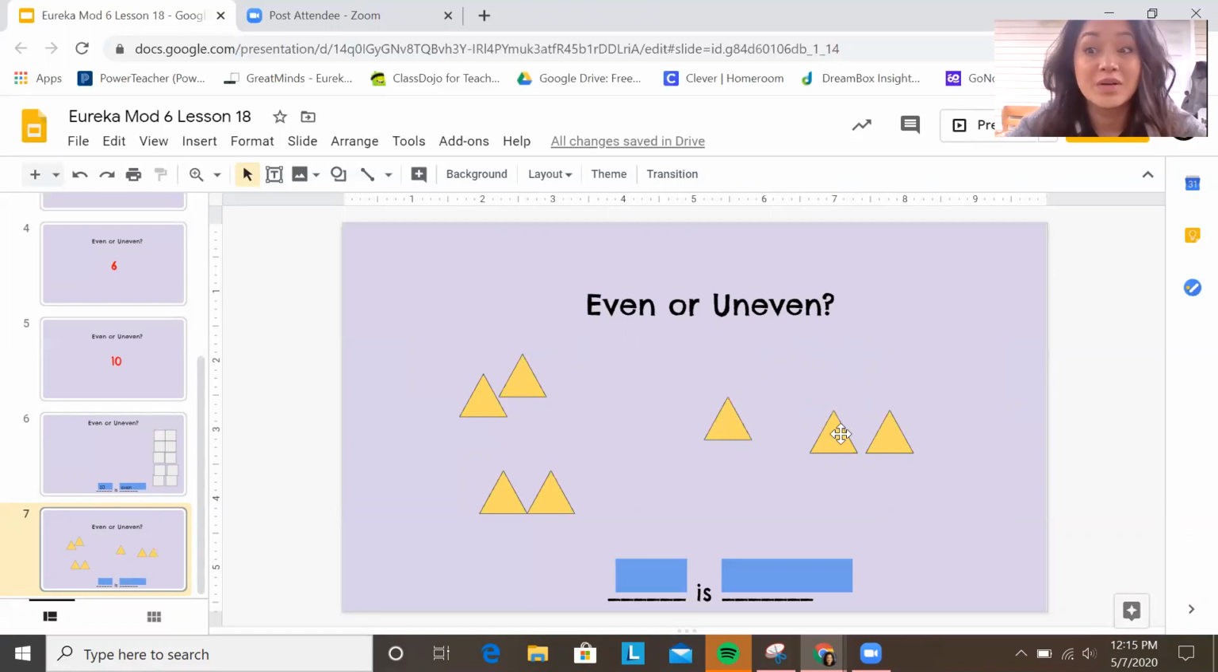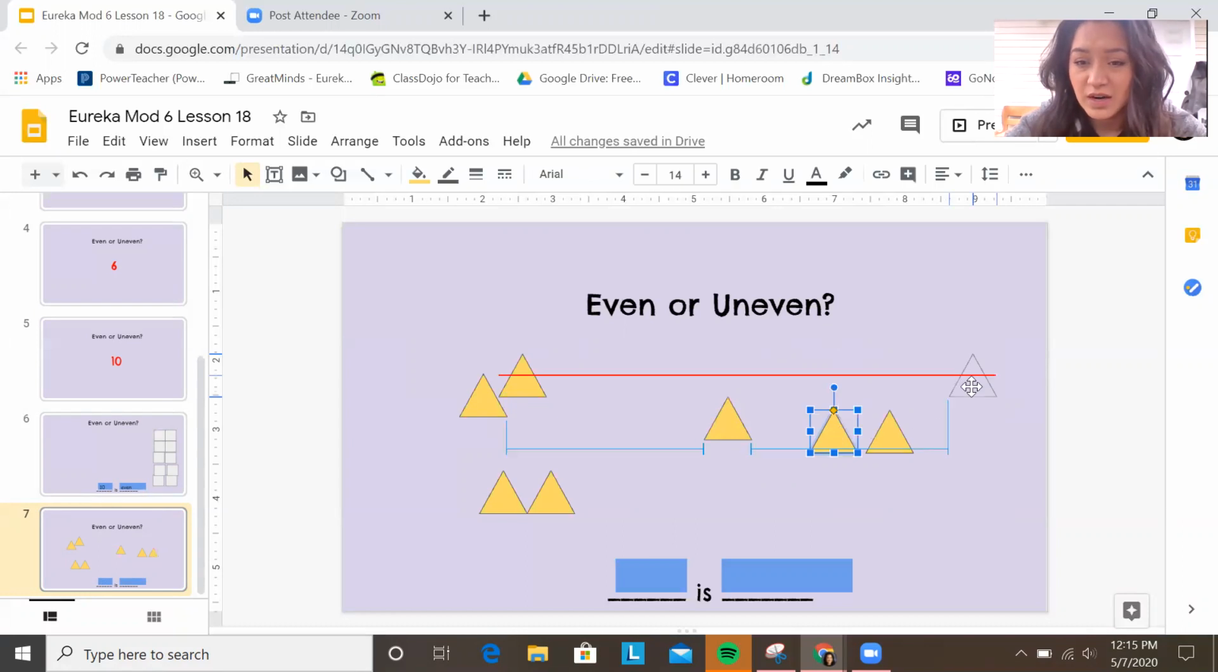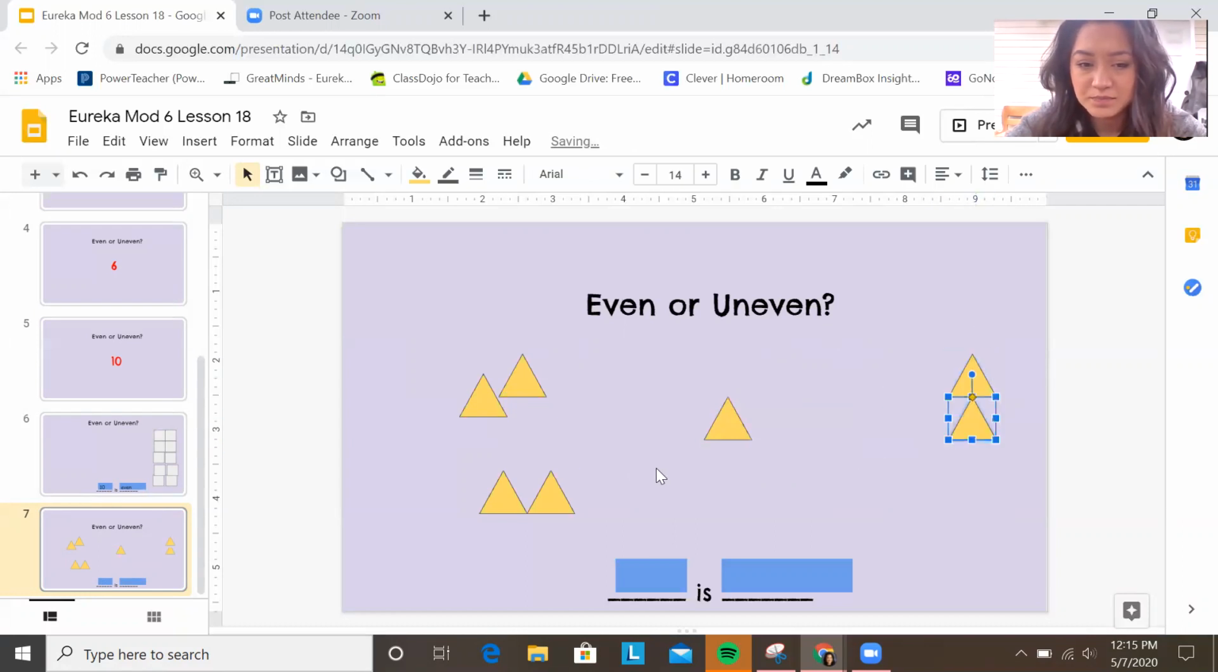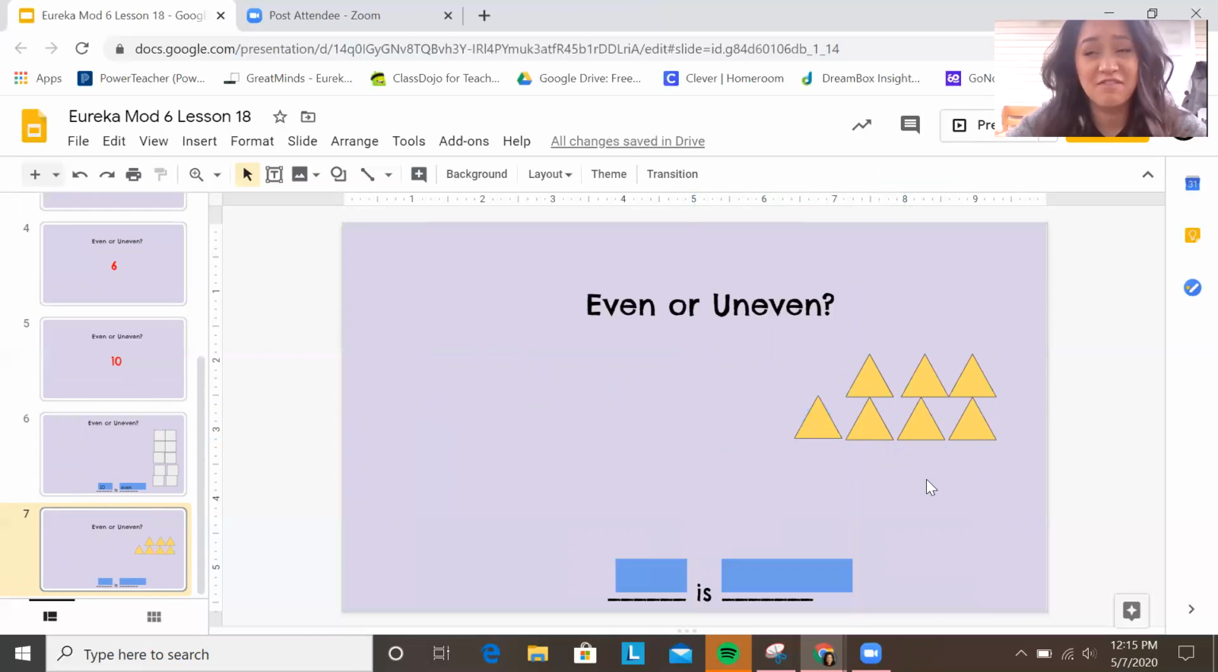Let's try making it into an array. This time, let's make them into columns. All right, so this partner will be a column. This partner will be a column. This partner will be a column. Uh-oh, we have one left over. This one doesn't have a partner to become a column. This is definitely uneven. Let's count our triangles to complete our sentence frame.